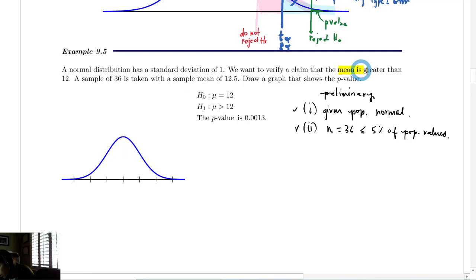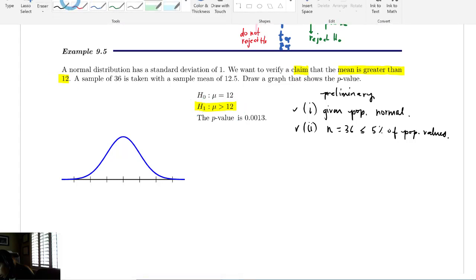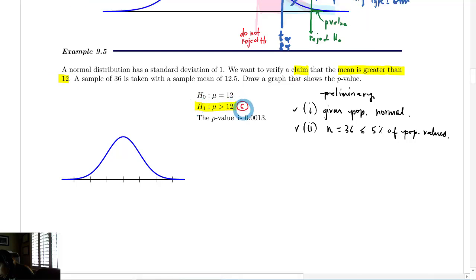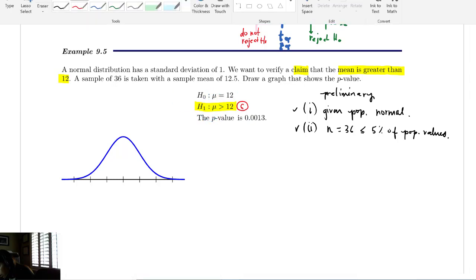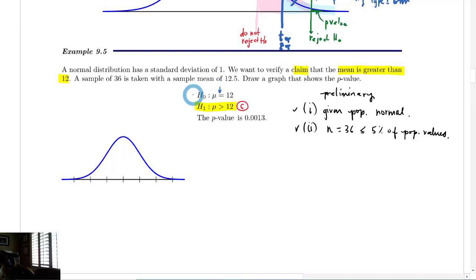When they ran the statistics, they set up the hypothesis with the null as the status quo. If the mean is greater than 12, that's the claim. I put a little C where the claim is always. That means the status quo is that there was no change. Remember, the null is status quo, meaning no change from 12. When they ran the stats, they got a probability of 0.0013.